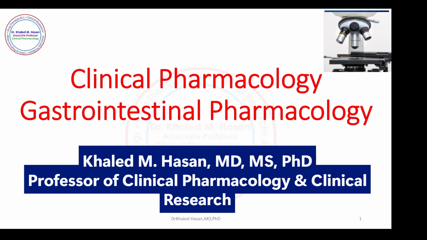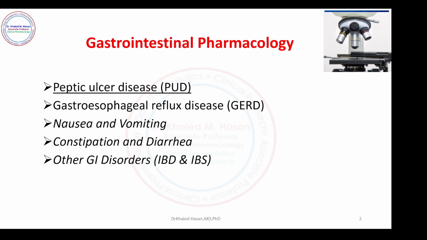Today we are going to speak about the clinical pharmacology of gastrin. So the topics that will be covered in this section are peptic ulcer disease, GERD (gastroesophageal reflux disease), nausea and vomiting, constipation and diarrhea, and some other gastrointestinal disorders such as IBD and IBS, which stand for inflammatory bowel disease and irritable bowel syndrome.